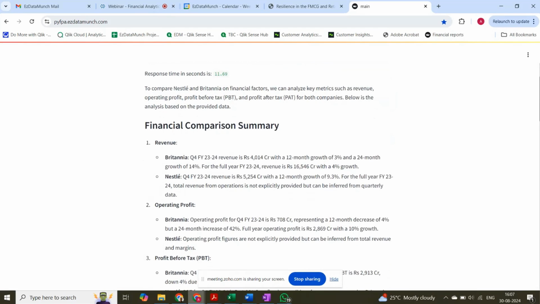it says to compare Nestle and Britannia on financial factors, we can analyze key metrics. So it is going to give us information on revenue, operating profit, profit before tax, and PAT. And it is now comparing both Britannia and Nestle on these four metrics. They're looking at revenue. This is what Britannia's revenue was. This is what Nestle's revenue was. This is what the operating profit for both these companies were. This is the PBT and this is the PAT.